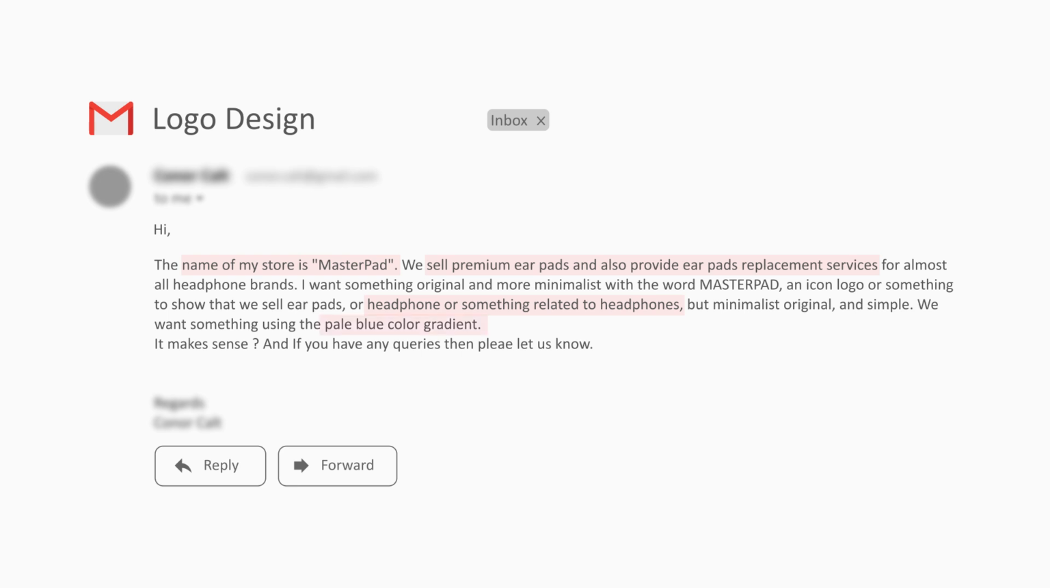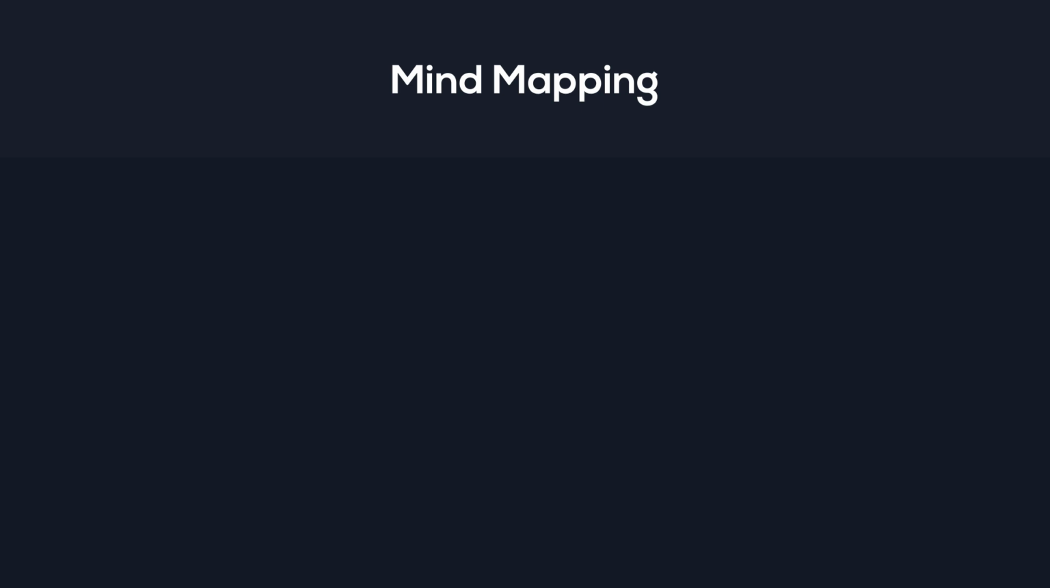Now let's continue with the mind mapping process. And for the mind mapping, I have extracted 2 points. First one is the name of the store or the name of the logo, which is MasterPad. And the second one is headphone, because the client says that the logo should be relevant to headphones.